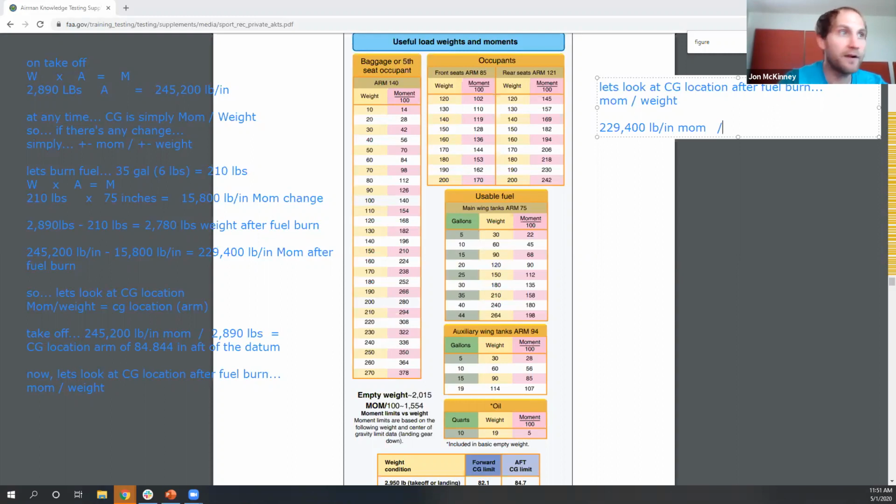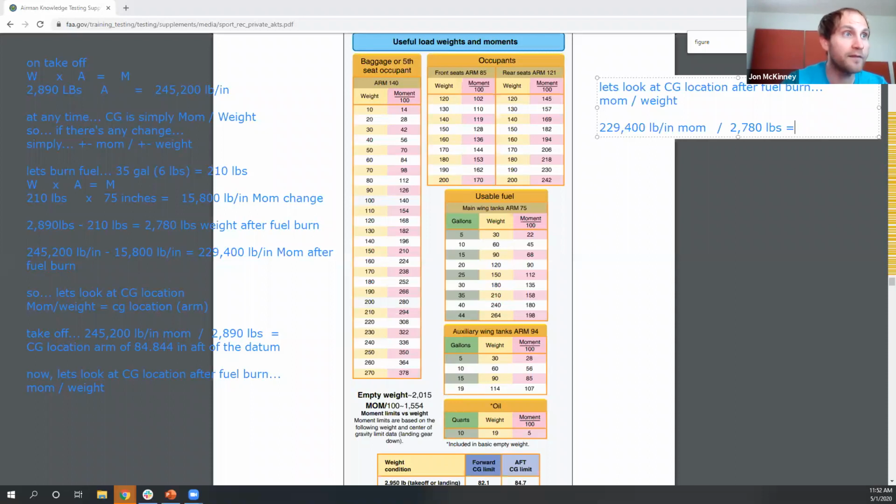So at any time, center of gravity is simply moment divided by weight. What was my weight after the fuel burn? I see it over there. It says 2780 pounds. That was my weight after the fuel burn, after I burned 35 gallons.